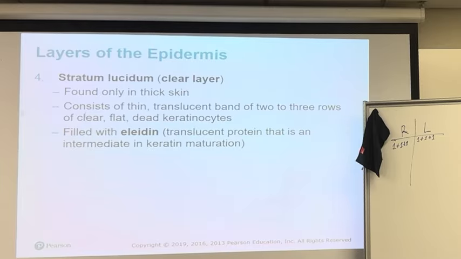So if you are looking at thick skin, you have a specific layer for thick skin, which is called the stratum lucidum, found only in thick skin. It consists of a thin translucent band of 2 to 3 rows of clear, flat, dead keratinocytes, filled with eleidin, as I told you, the protein, which is translucent, that is an intermediate in keratin maturation.